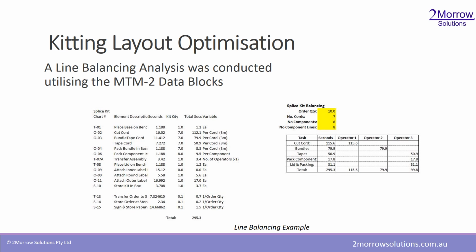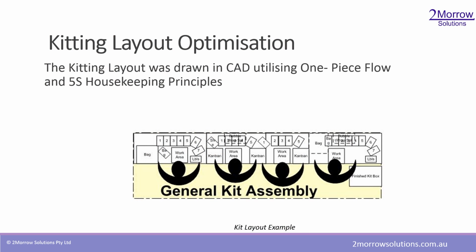As identified in the layout objectives, the layout of the kitting area was redesigned, utilizing one-piece flow and 5S housekeeping principles, and incorporated into a production cell layout. To achieve one-piece flow objectives, a line balancing analysis was conducted for each major product group that is currently kitted, utilizing the data blocks determined in the MTM-2 analysis. Based on the line balancing calculations and discussions with experienced operators, the kitting layout was drawn utilizing one-piece flow and 5S housekeeping principles.